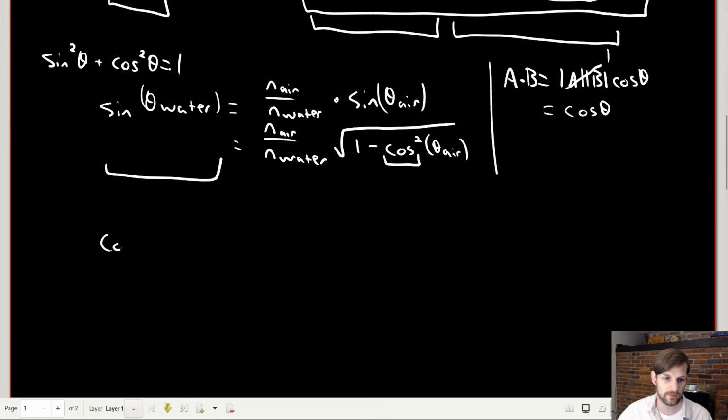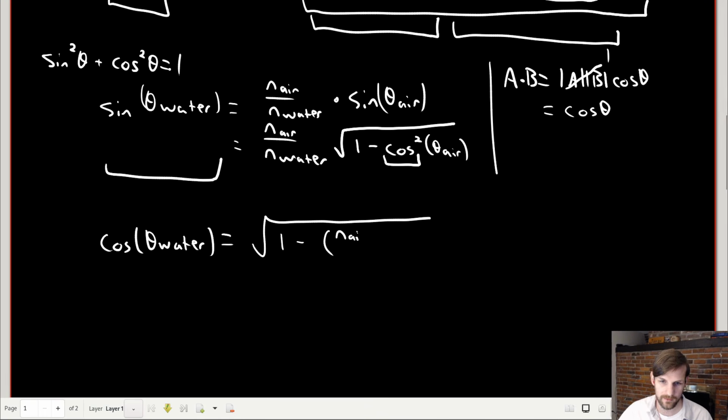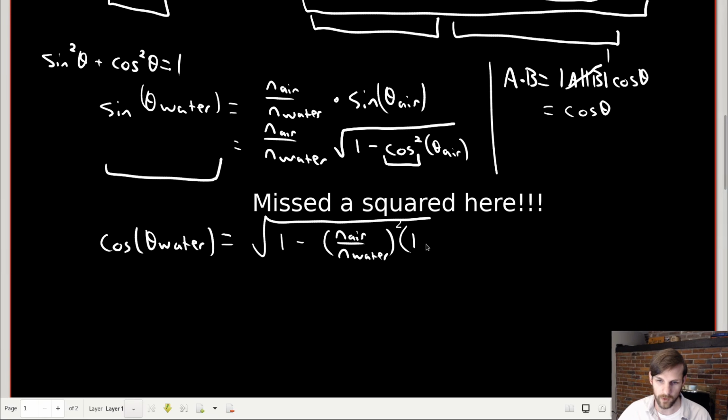So this means that the cosine of theta water is going to be equal to the square root of 1 minus n of air over n of water times 1 minus cosine squared of theta air, which again will be equal to the dot product of the negative normal dot L.